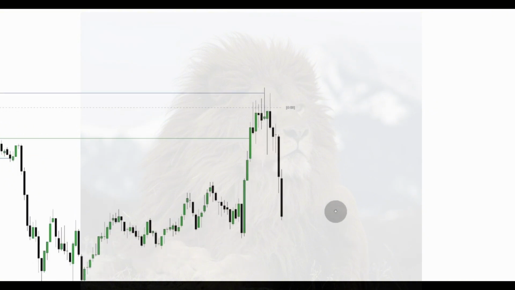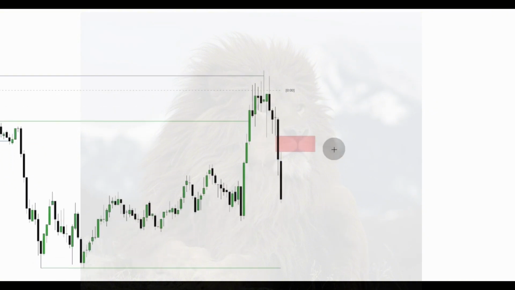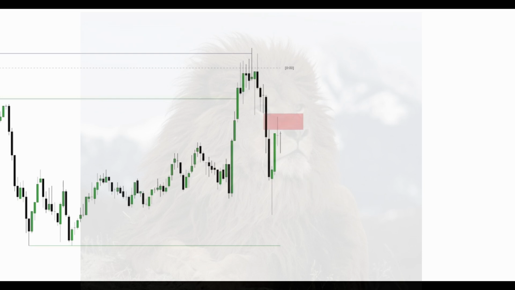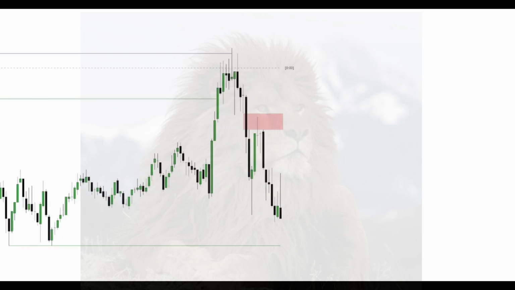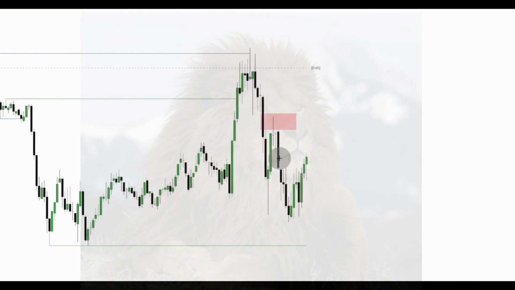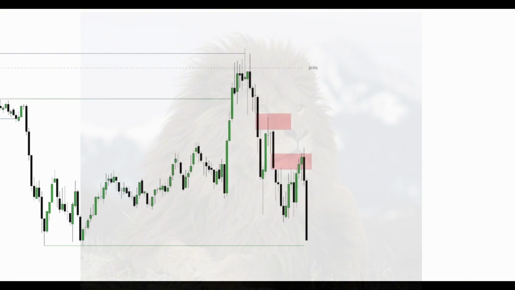direction. On the other hand, there's also internal liquidity, the liquidity that builds inside the range. These are the short-term highs and lows inside consolidation, the tiny swing points that traders use for stops. Price often uses this internal liquidity as stepping stones before reaching for the external pools.